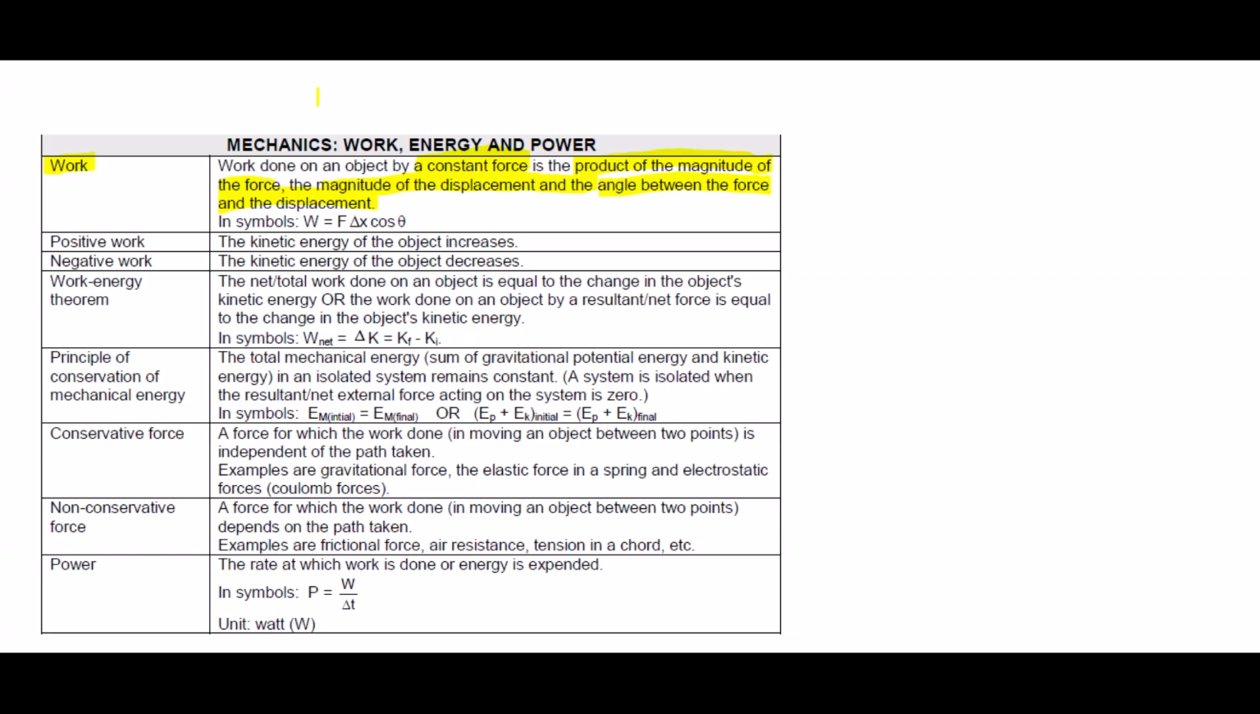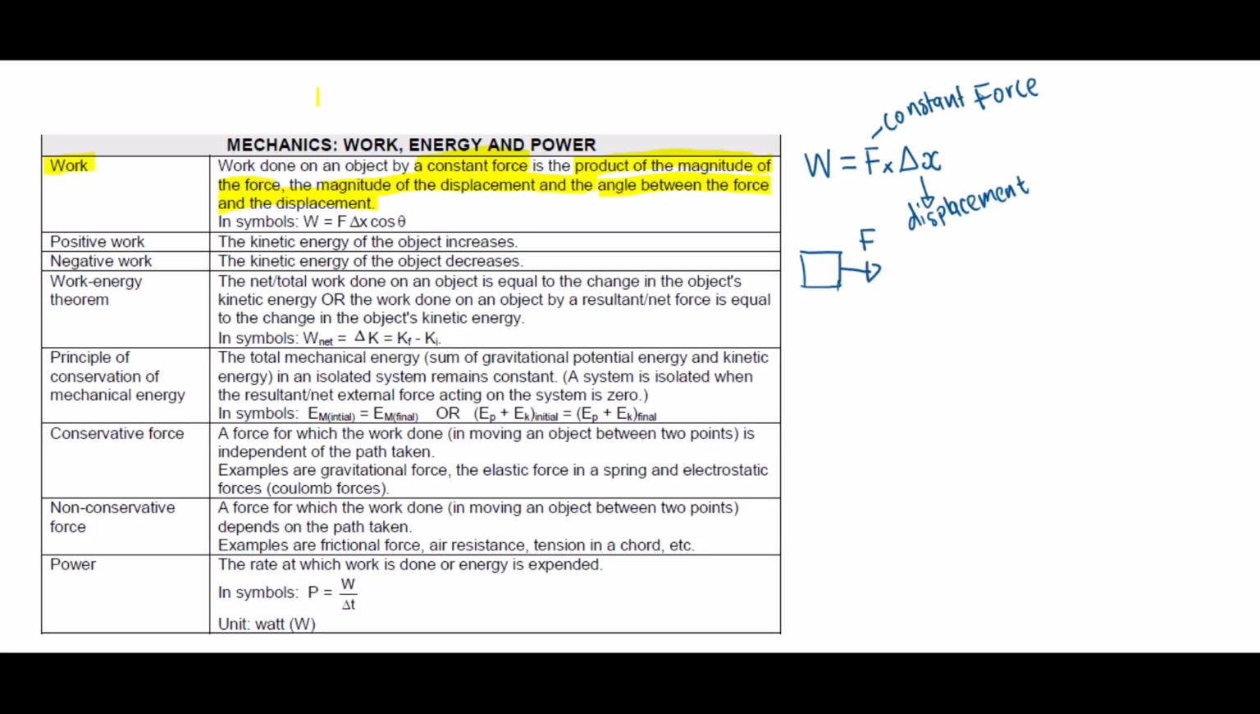If you look at the definition there, sometimes you would think it doesn't make much sense. But if you look at the formula, you will see that we are talking about the constant force. This here is the constant force, and delta x is the displacement. We are looking at the displacement of an object. So let's take, for instance, this is our object here.